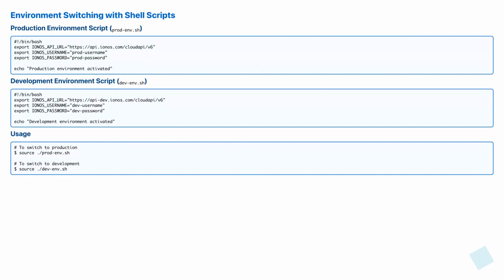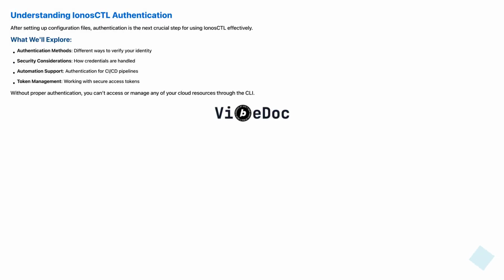Let me show you a common pattern we use. Create a couple of simple shell scripts, maybe prod.env.sh and test.env.sh, that export the appropriate variables. Then just source whichever one you need before your session. Something like source prod.env.sh and ionosctl k8s cluster list gives you a clean, documented way to switch contexts. The European data centers we use for production have different endpoints than our test environment, and this makes switching between them nearly effortless.